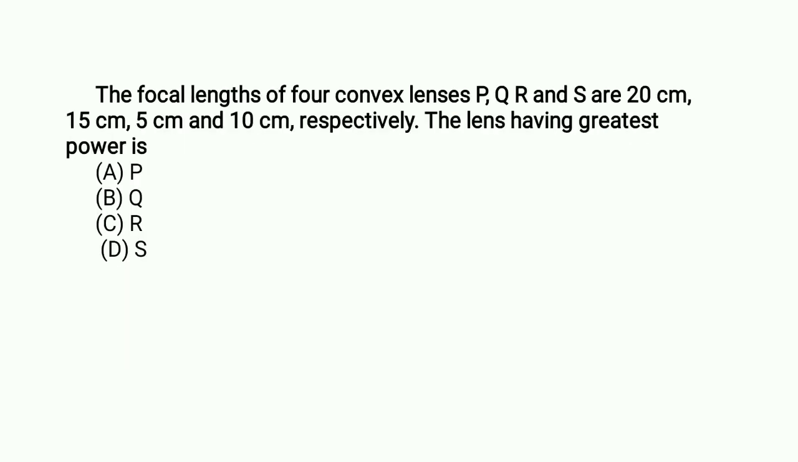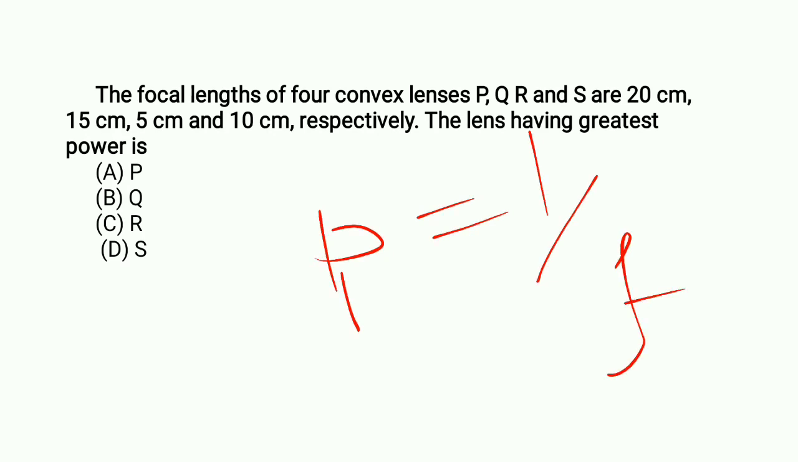Next question, we have the focal length of 4 convex lenses P, Q, R, S are 20 centimeter, 15 centimeter, 5 centimeter and 10 centimeter. Which lens is having the greatest power? We know the relation that P is equal to 1 by F. That is, power and the focal length are inversely proportional to each other.